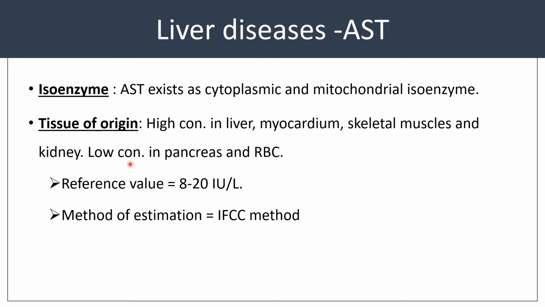It is present in very low concentration in pancreas and RBC. So why is it important to know this? If AST is elevated, it can be due to liver damage, cardiac tissue damage, skeletal muscle damage, or kidney damage. So it can be any one of these conditions. And AST will be very mildly elevated in pancreatic damage and RBC lysis, so it will not be that much elevated in these conditions.